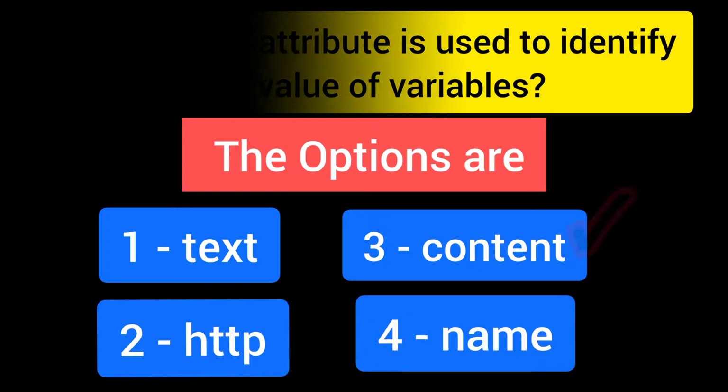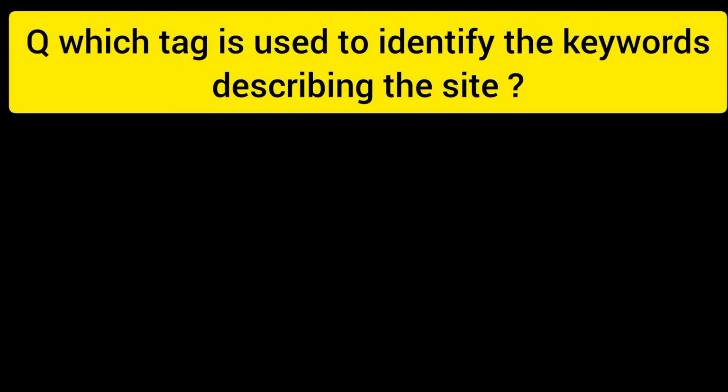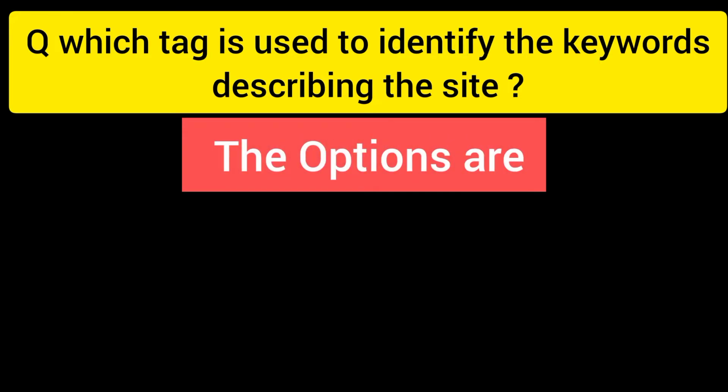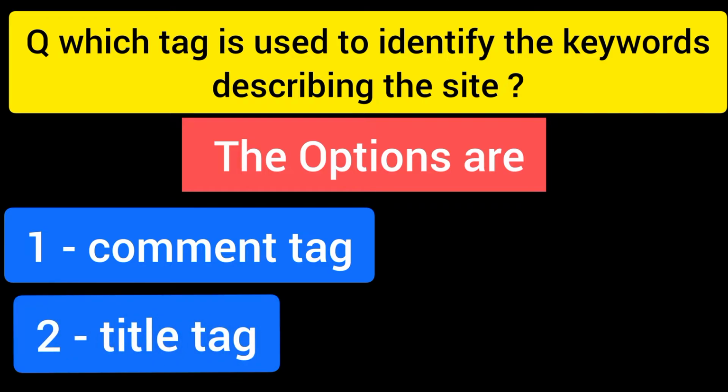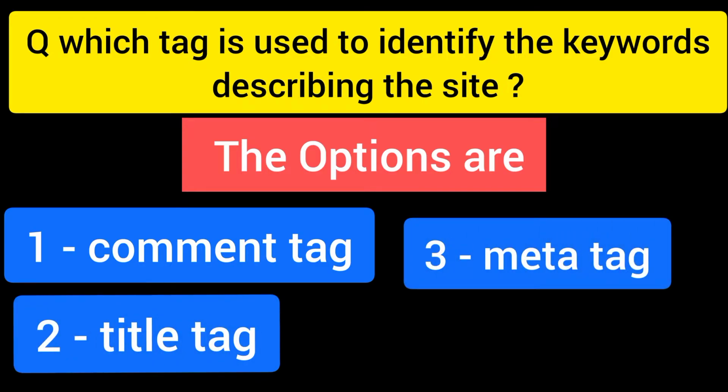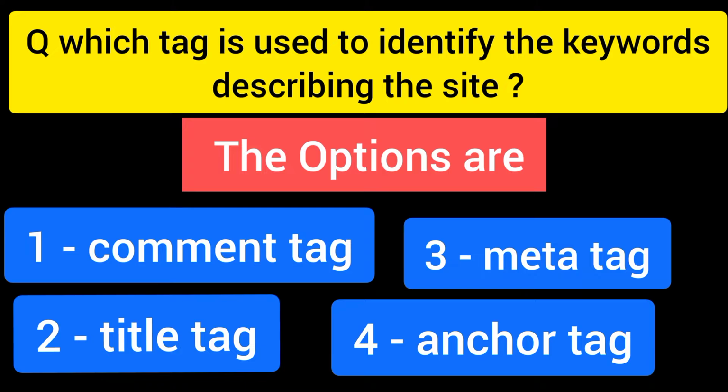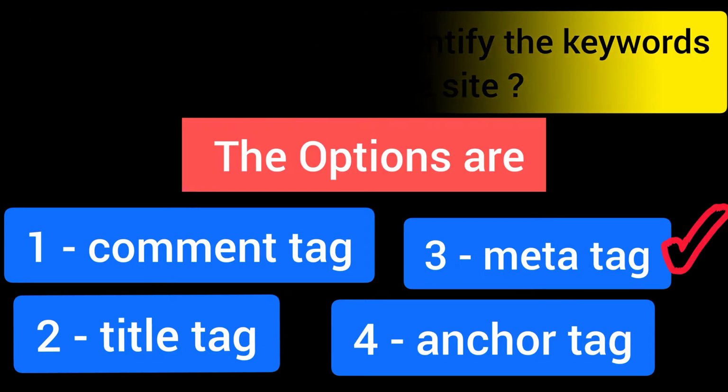3 content. Question number 13, which tag is used to identify the keyword describing the site, and the options are option number 1 comment tag, option number 2 title tag, option number 3 meta tag, option number 4 anchor tag, and the right answer is option number 3 meta tag.